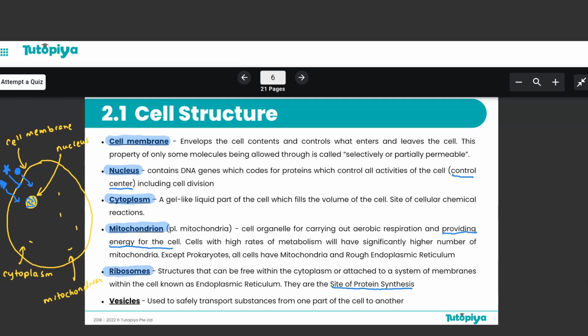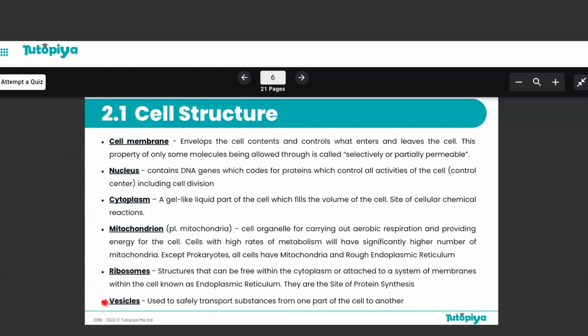Now that we're done with the ribosomes, we're just talking about one last structure called the vesicles. When we consider the inside of a cell, there are some instances where certain things need to be transported within the cell, from one place to another. In those instances, it is these vesicles that are used to transport substances from one part of the cell to another. So these are the important structures within the animal cell. I hope you all understood the function of all of these structures.